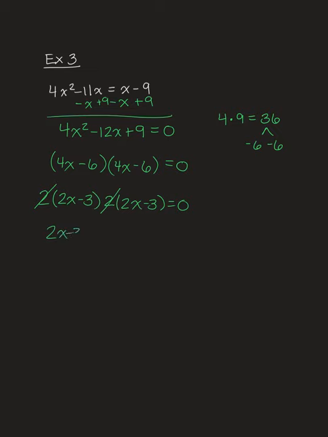Then I can set my factors equal to 0. And since these are the same thing, you can just solve one of them. So we would get 2x is equal to 3, which means that x is equal to 3 over 2. Okay, so my solution set is just one answer. It's the 3 over 2.